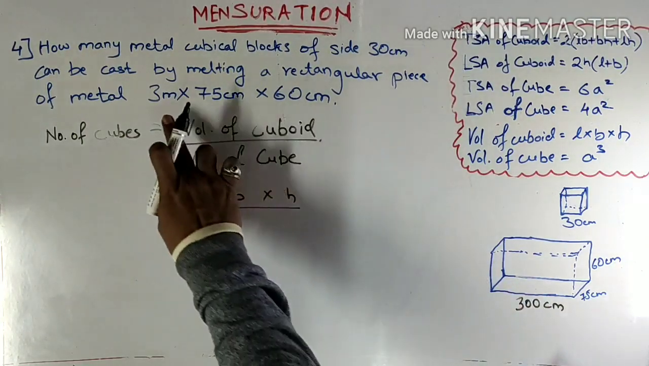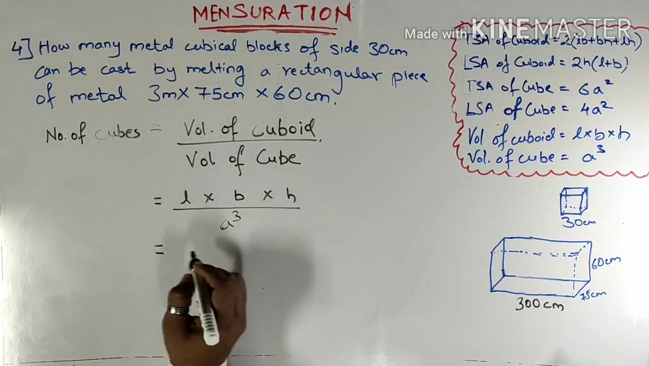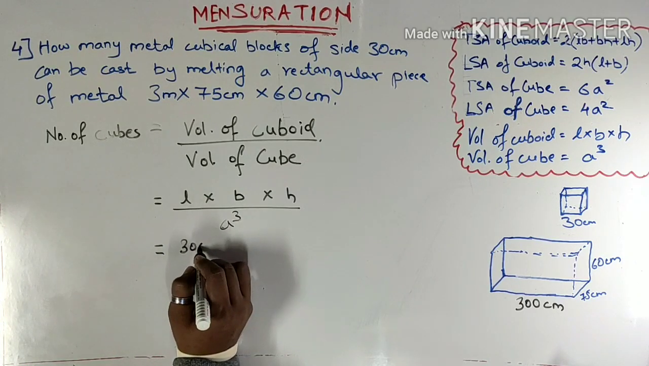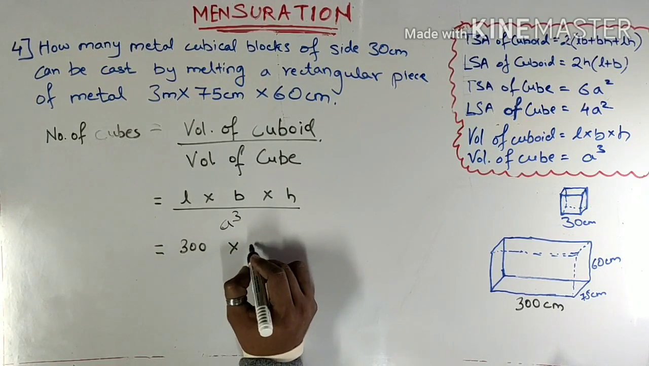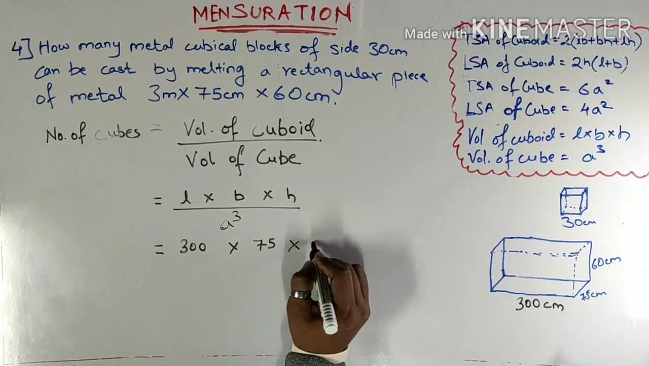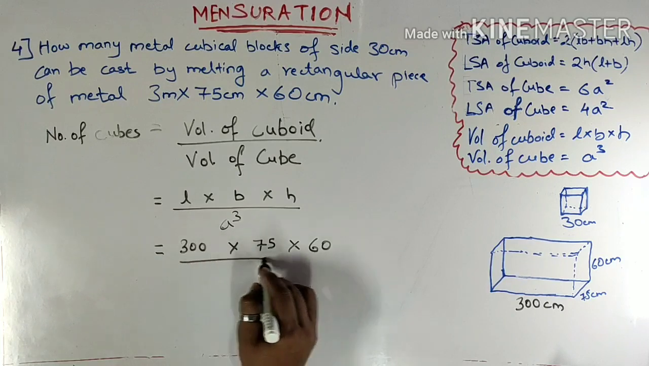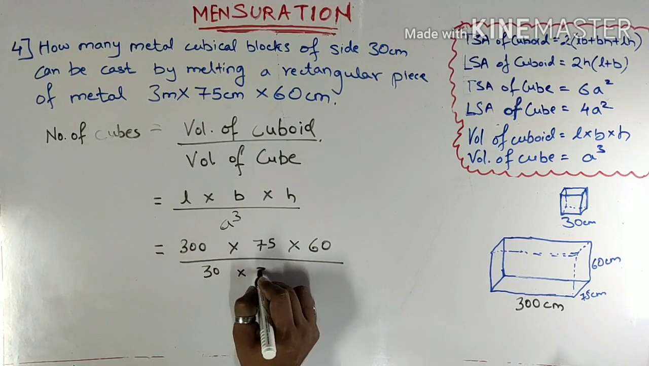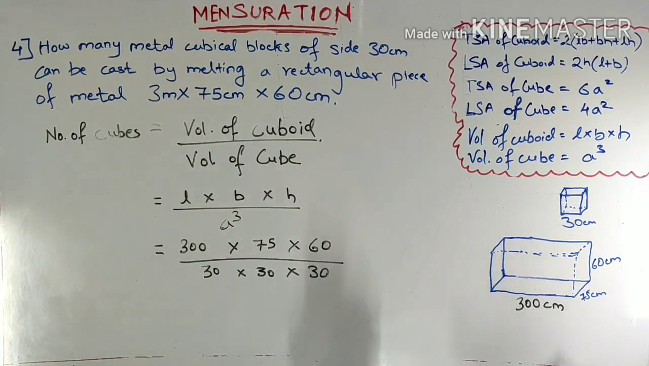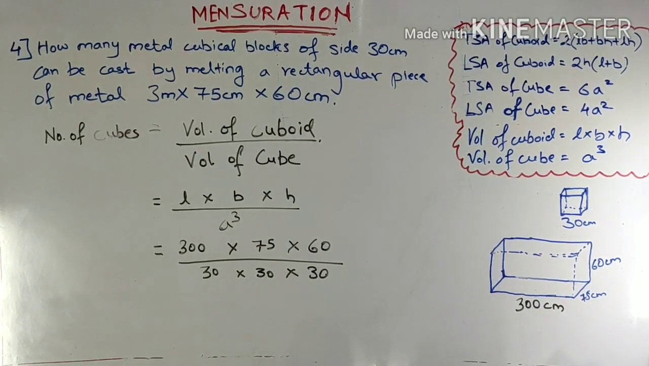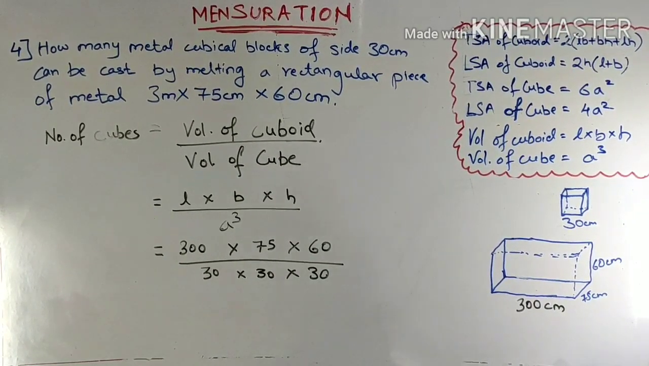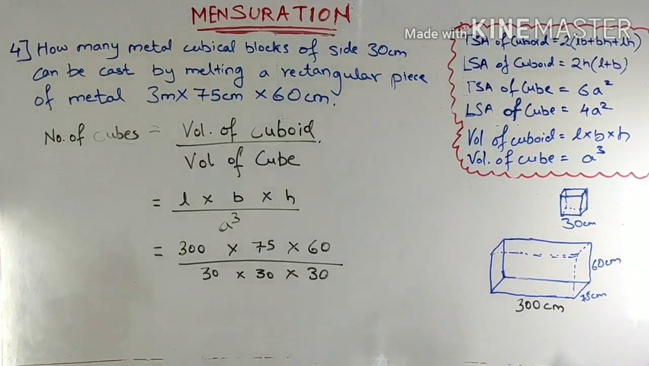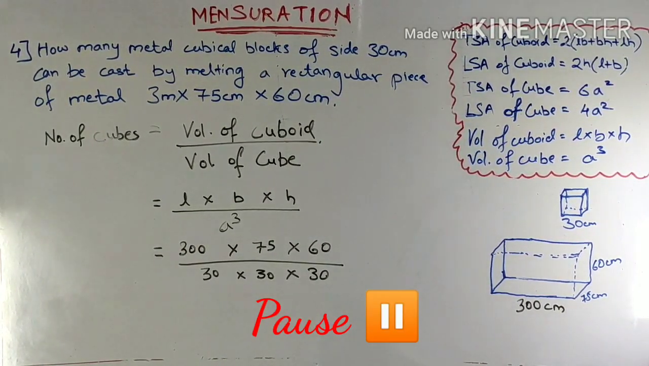So my length is nothing but 300 centimeters. Instead of 3 meters, I'll substitute 300 multiplied by breadth 75 multiplied by height 60, upon 30 centimeter cube, that is 30 into 30 into 30. For the simplification process, I have separated it and rewritten it as 30 into 30 into 30. Now pause the video and simplify this to get the final answer for the number of cubes. I would like you all to quickly solve.